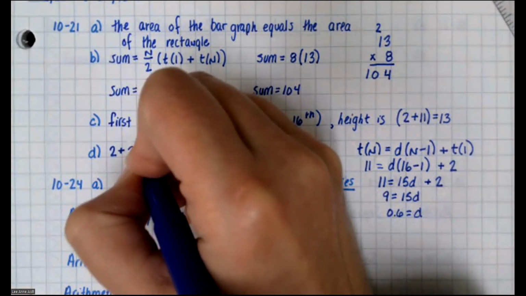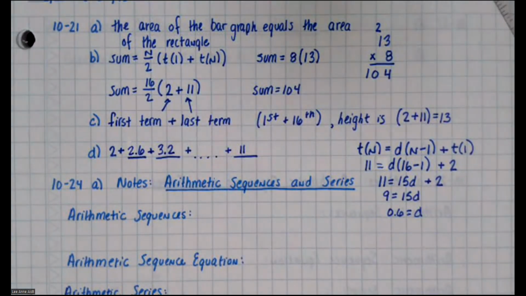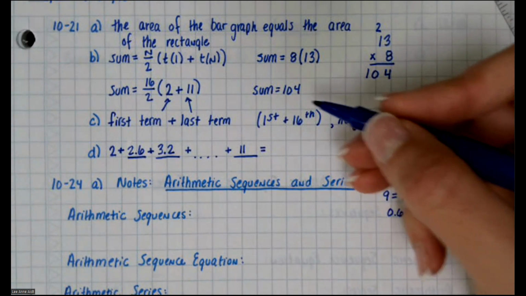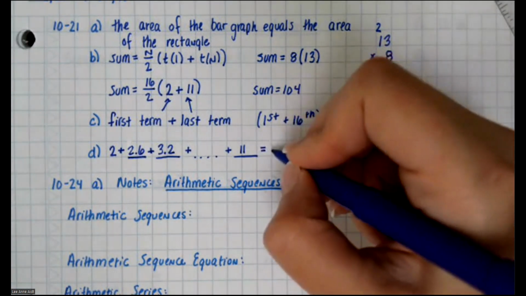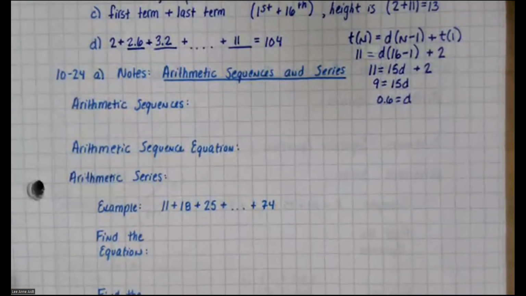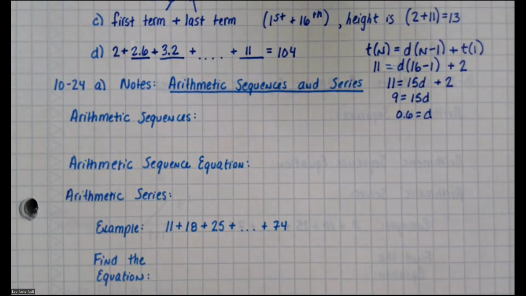So 2.6, 3.2, blah, blah, blah, to 11. And what is the sum of that series? 104. Good. Good stuff. Okay. If I move this here, are you guys all caught up to here at least? Okay. So go ahead and set up whatever you can.